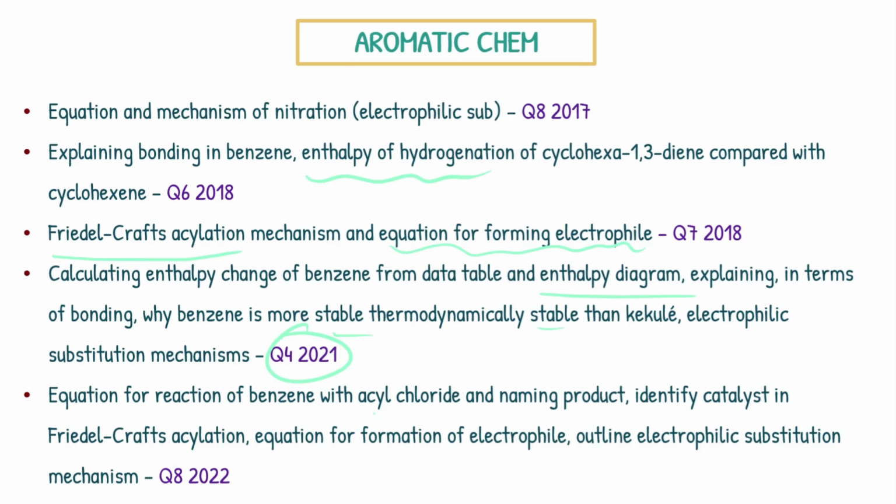Next one, we have the equation for the reaction of benzene with an acyl chloride. So this is just Friedel-Crafts acylation and naming the product. Identify the catalyst in the Friedel-Crafts acylation, and an equation for the formation of the electrophile, outlining the electrophilic substitution mechanism. So a lot of electrophilic substitution mechanism, drawing it out, catalyst, equations, all that good stuff. So I'm not going to go over this anymore. But yeah, brush up on aromatics because it also comes up in organic synthesis, okay?